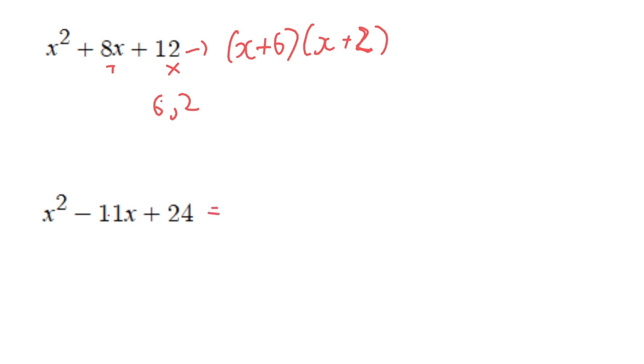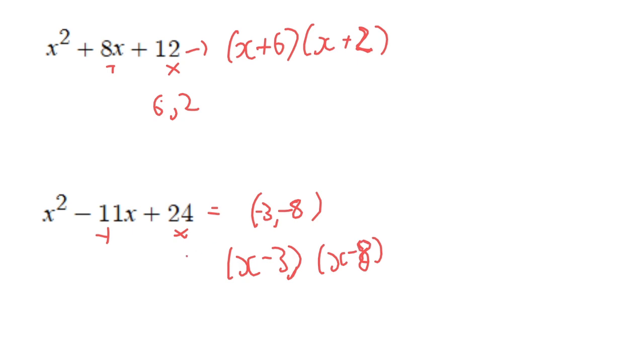Here for this one, they want to multiply to 24 and add to minus 11. So in that case, the two numbers would be minus 3 and minus 8. And then how you would use them is x minus 3 and x minus 8. So that would be how you would solve that.